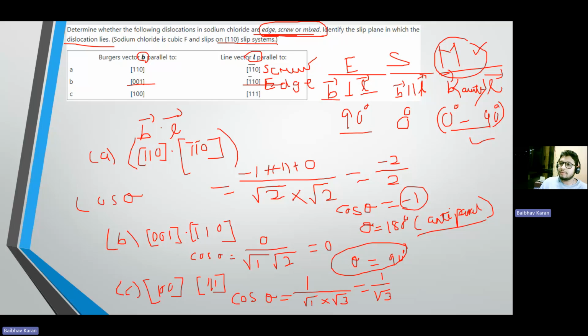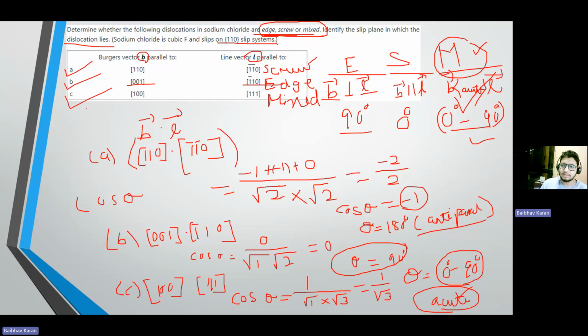So when is cos theta equal to 1 by root 3? When theta is between 0 degrees to 90 degrees. Remember, cos theta at 60 degrees or 30 degrees will be near 1 by root 3. So the theta value is between 0 to 90 degrees. That means it is acute, which means it is a mixed dislocation. So the third one will be a mixed dislocation. So number A will be screw, number B will be edge, and number C will be mixed dislocation. You understood what is going on right now? Yeah, let's move on to the concept.